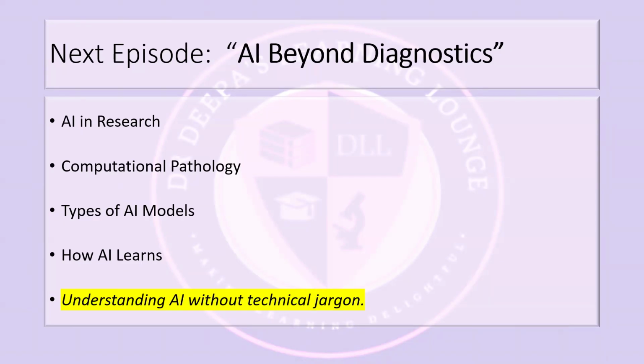In our next episode, which is AI beyond diagnosis, we will move beyond the headlines of what we looked at now, and we will look at what AI is capable of. We will discuss how digital pathology has become the foundation for AI. We will introduce the core concepts of computational pathology. I will explain different types of AI models in the next episode, and no, I won't explain it in a way that looks very technical, like technical jargon. I will explain it in a way that you can understand very easily, like I did today.